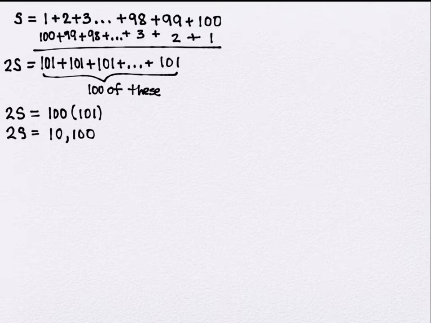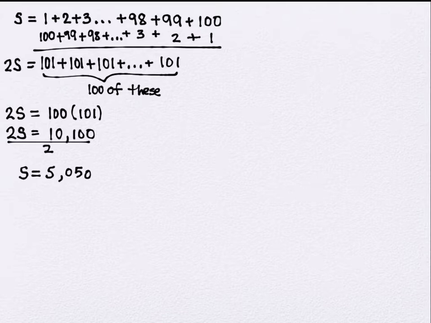So how do I find out what it actually was supposed to be originally before I doubled it? I divide it by 2, I half it. We'll write it divide by 2 like that. So my original sum is actually going to be 5,050. That's where you were getting your 50 from before, by the way.